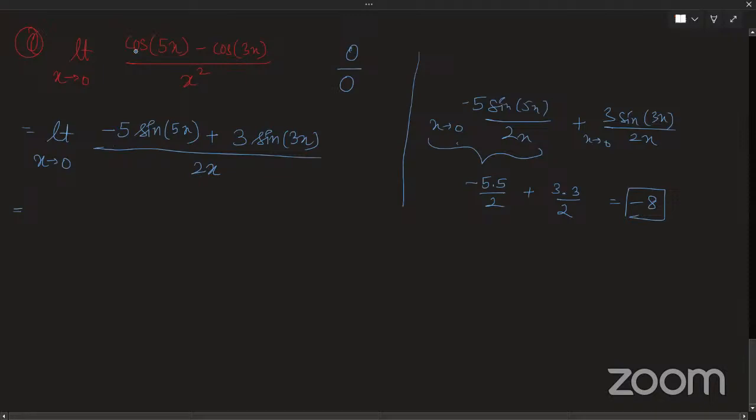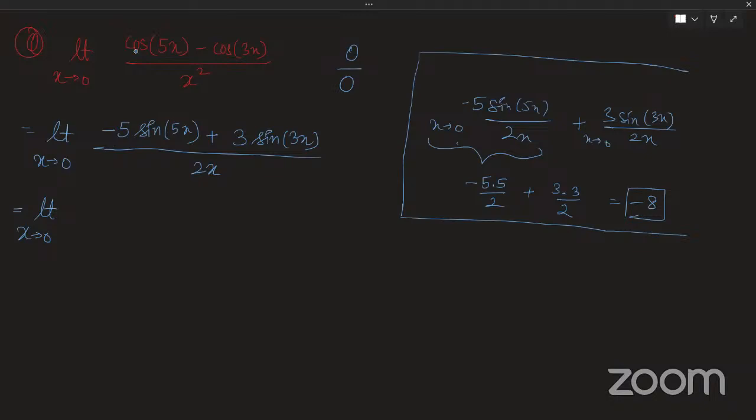But just for the sake of the chain rule, we'll go one step further also. So can you tell me, limit x tends to 0, I want to differentiate it again. How would you do it? So you have got minus 5 sine of 5x. How would you differentiate it?